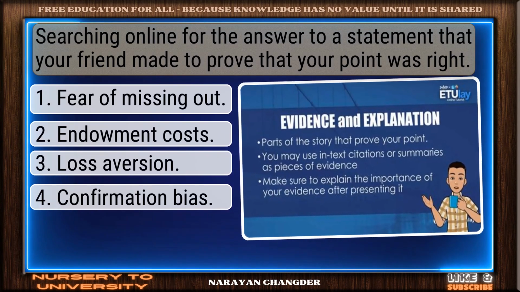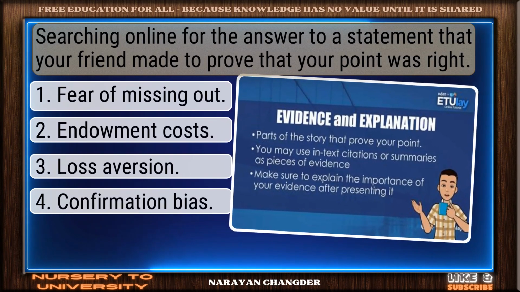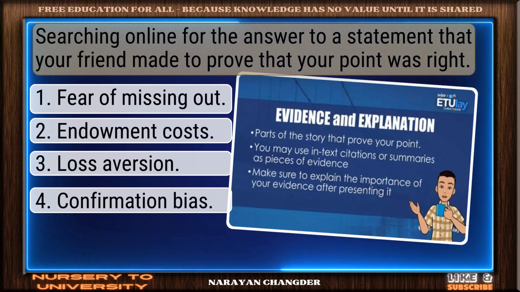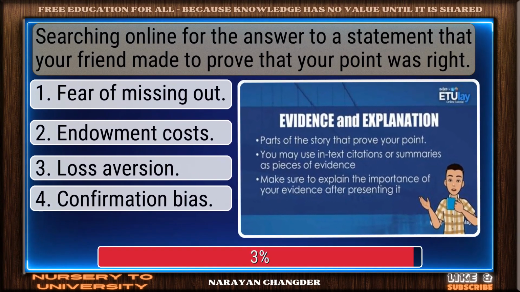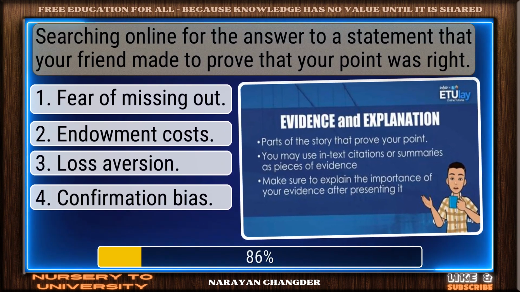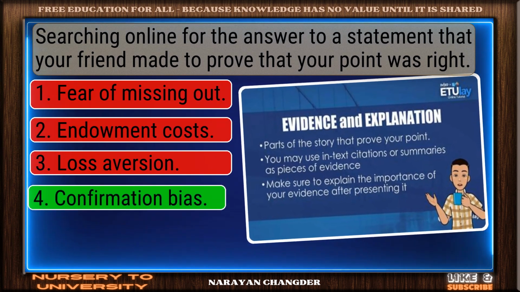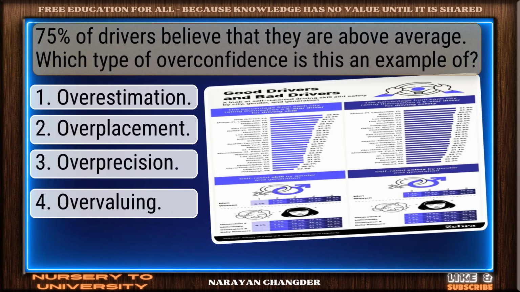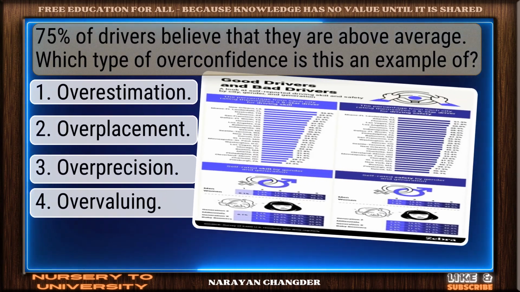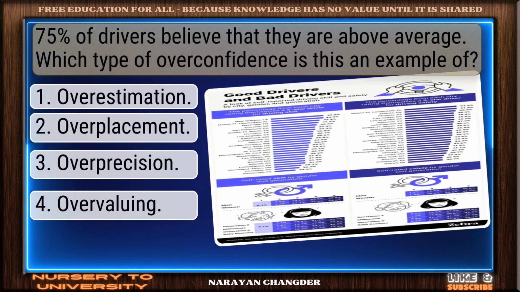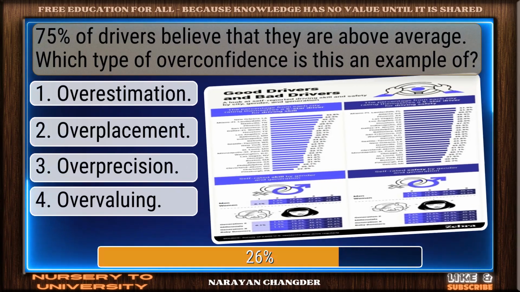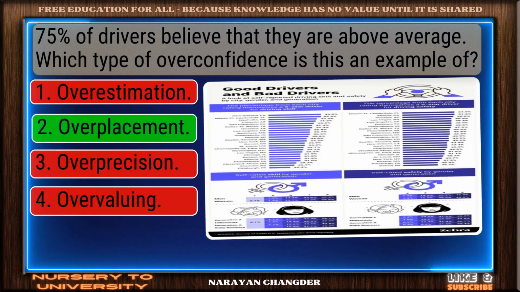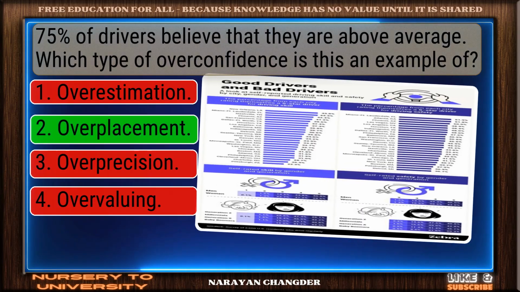Searching online for the answer to a statement that your friend made to prove that your point was right. Good job. Your answer confirmation bias works well here. 75% of drivers believe that they are above average. Which type of overconfidence is this an example of? Right choice. Overplacement is the best answer.